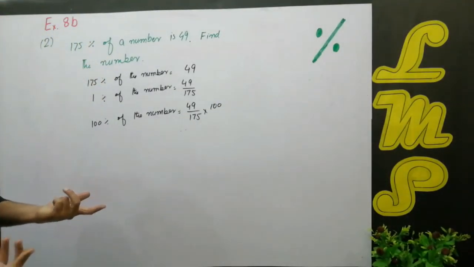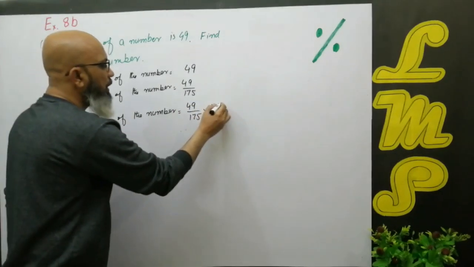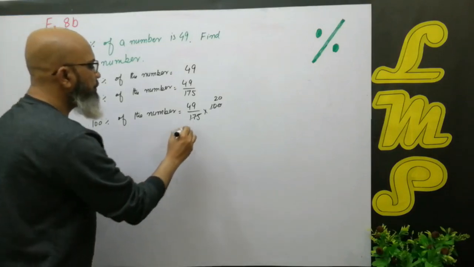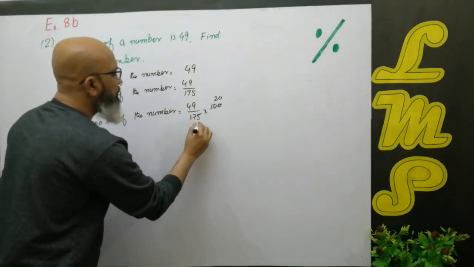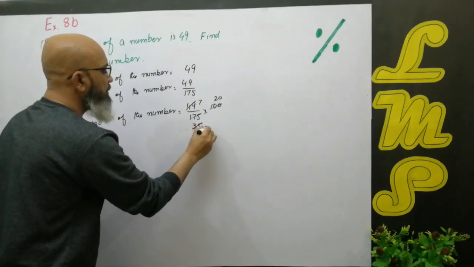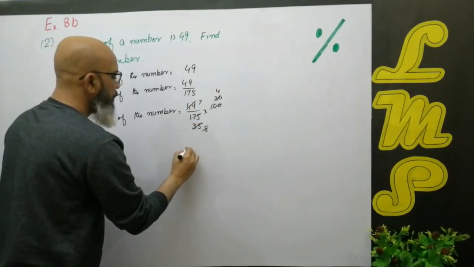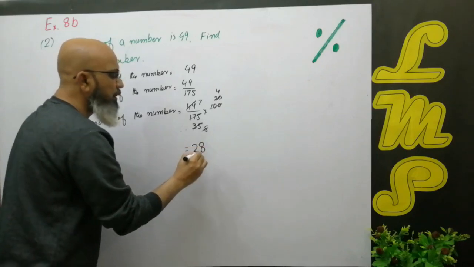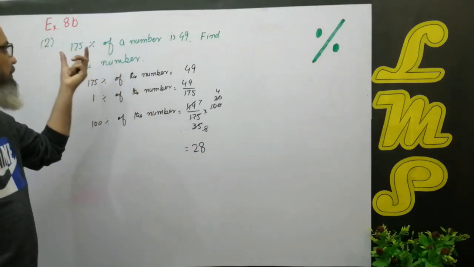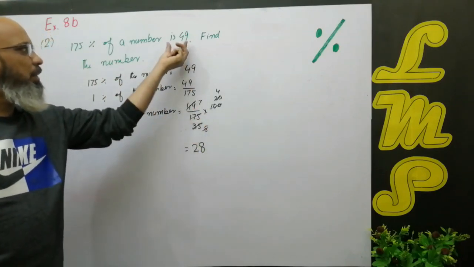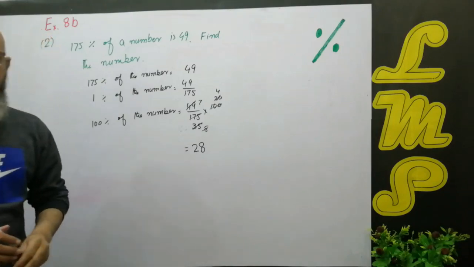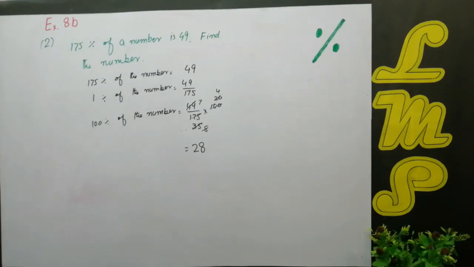Okay, now you can simplify this with the table of 5. 5 twenties are 100, and here we get 5 threes are 15 and 5 fives are 25. Table of 7: 7 sevens are 49, 7 fives are 35, 5 fours are 20. So your answer is only 28. So 175% of this number is 49. I hope you understand. So now come to the next part of these questions.